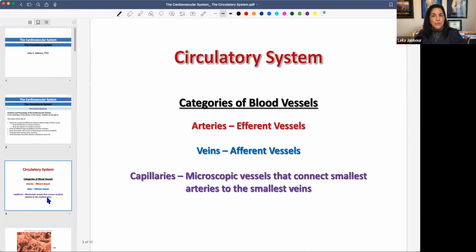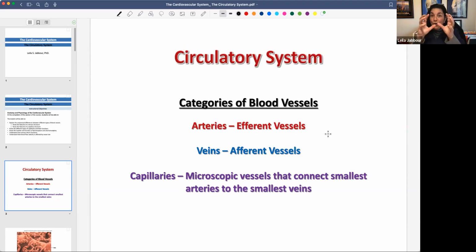Okay, so the circulatory system is about blood vessels and the categories of blood vessels, and we're going to talk about arteries, veins, and the capillary beds that basically connect those two. Arteries are considered efferent vessels. They are vessels coming out of the heart with the oxygenated blood, except for the pulmonary arteries, right?